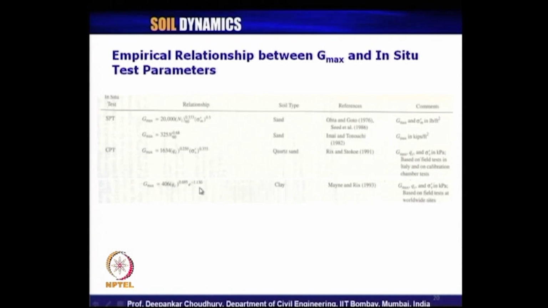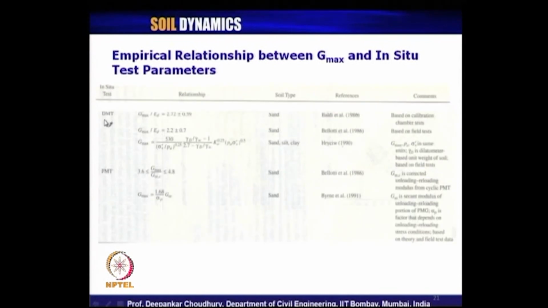Then another relationship is given here for clay type of soil. Mayne and Rix in 1993 proposed it based on field tests worldwide. So, when they proposed this equation, they considered soil from almost all regions of the world. When you are using this kind of generic or generalized equation, obviously it will give you slightly better results compared to using an equation which is specific to a particular region or particular soil.